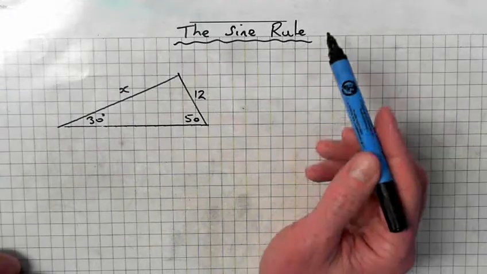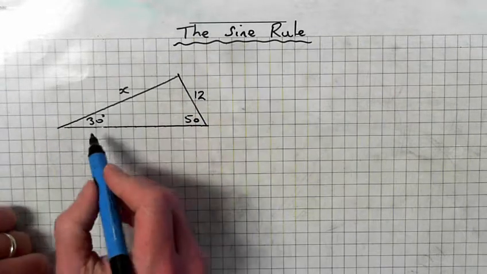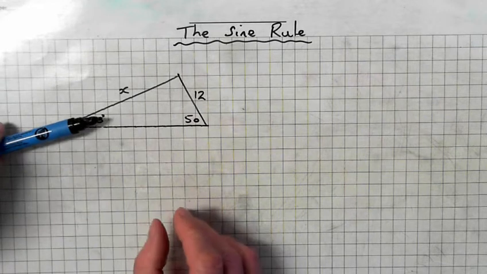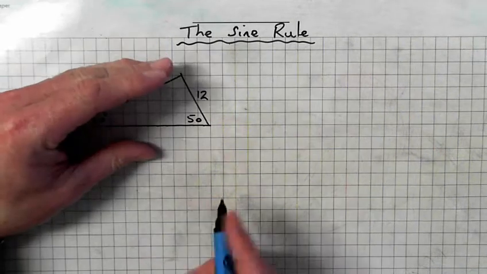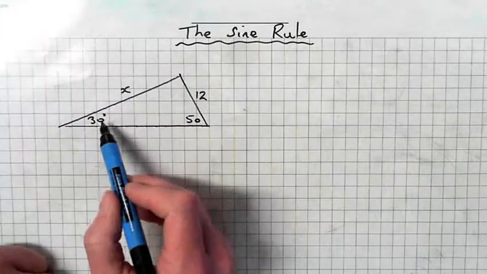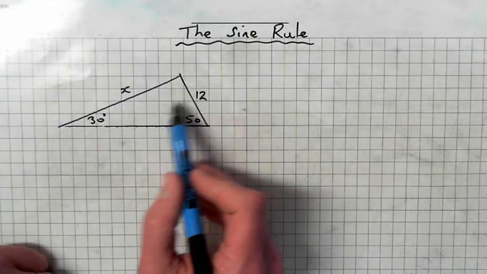Right, you can use the sine rule. Let's say you have two angles. So I have an angle of 30 degrees, and over here I have an opposite side. So the angle and the opposite side, they go together.